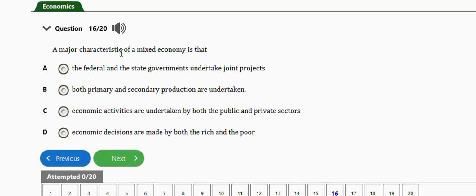It says a major characteristic of a mixed economy is that the federal and the state government undertake joint projects. Both primary and secondary production are undertaken. Economic activities are undertaken by both the public and private sectors. Economic decisions are made by both the rich and the poor. The right answer is option C, which is economic activities are undertaken by both the public and private sectors. Very, very important. Next question is this one.